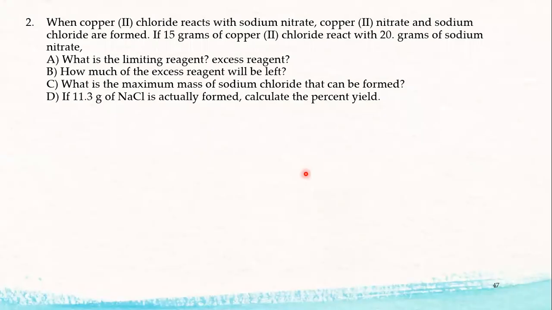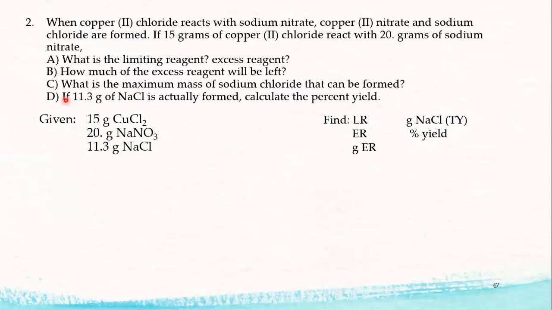Okay, so for number 2, we are given this particular scenario. And from this, we can already identify the given. We have 15 grams of copper 2 chloride, or cupric chloride rather. We have 20 grams of sodium nitrate, 11.3 grams of sodium chloride, and we need to find the following.